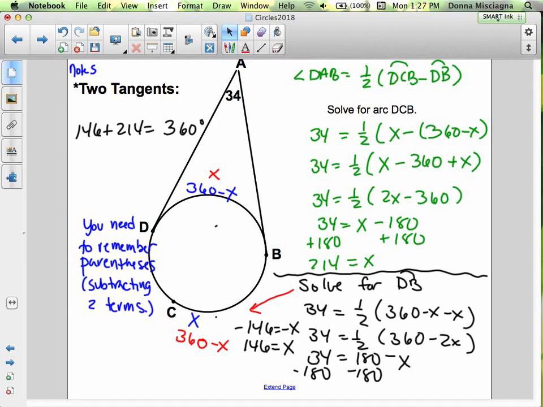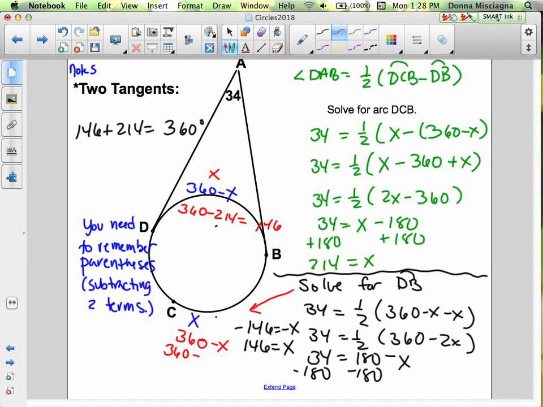Okay? Now, if you're asked to find both arcs, you don't have to solve twice. Just plug in whatever. So just plug in the 214 in for x. Right? And that would have given you 146. Or if you solved for arc DB and you were looking for the other one, arc DCB, again, you can just plug in 360 minus 146, and you get the 214. All right? But it usually helps to put an X on the one you're solving for. Right? Let's kind of hurry and finish up the rest of these.